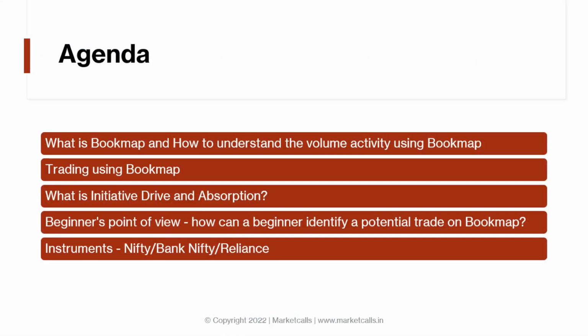And in today's session, what we are going to discuss is what is Bookmap and how to understand the volume activity using Bookmap. And of course, trading using Bookmap, that is the ultimate thing that we're going to talk about. And some of the important principles about order flow, like what is initiative drive and order absorption, and how we can visualize them using Bookmap tools. And from a beginner point of view, how a beginner can identify a potential trade on Bookmap, trading instruments, particularly Nifty or Bank Nifty or Reliance. So how to look into and read that information. That is what primarily we're going to discuss in today's topic.